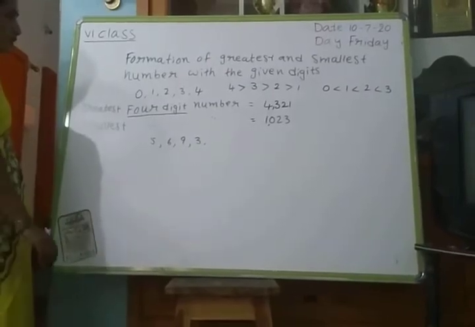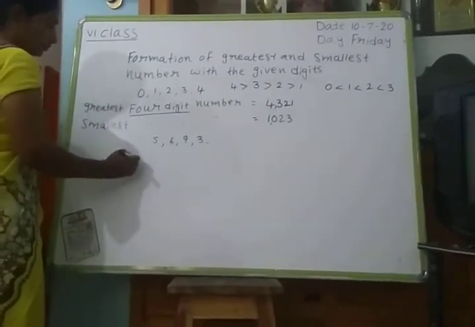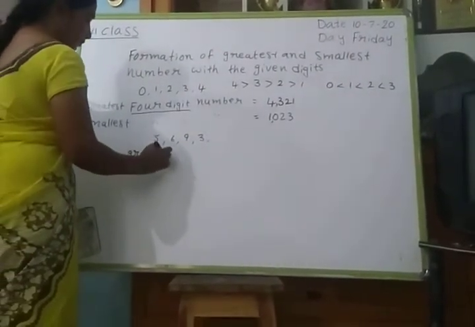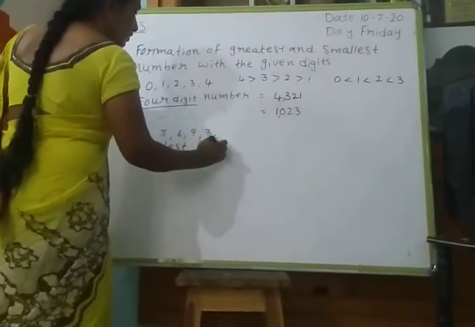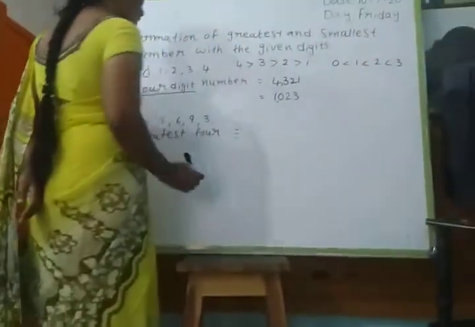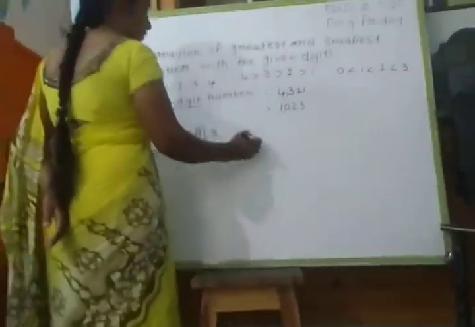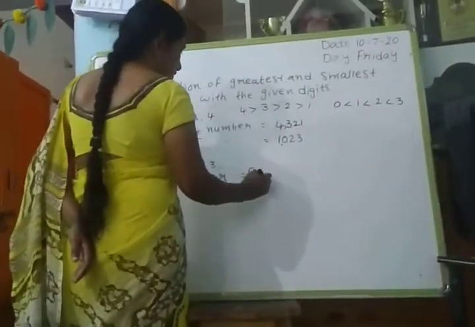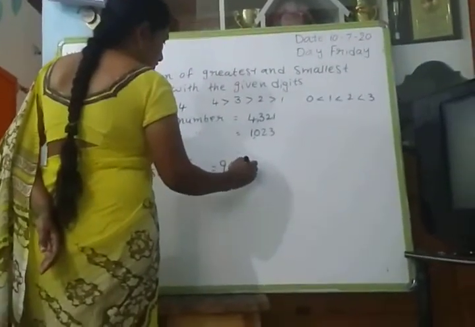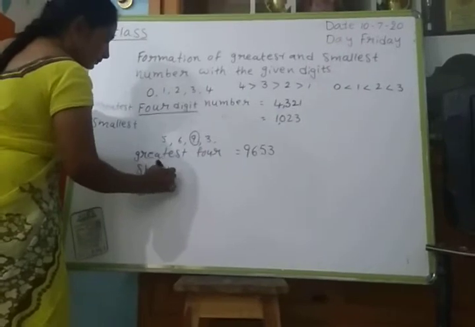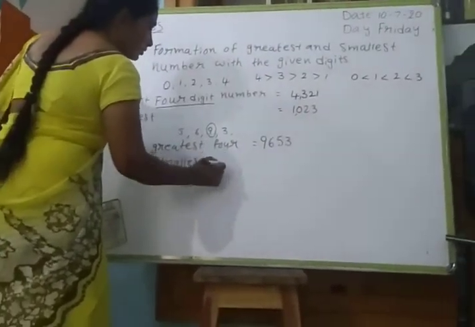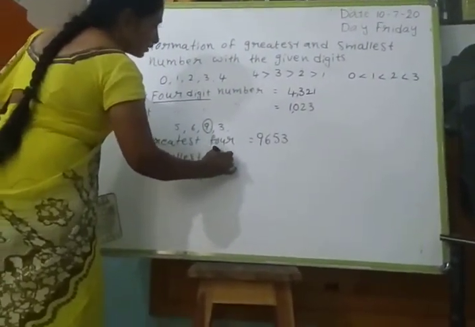One more example. Using these digits, form the greatest 4-digit number. Which is the greatest digit here? 9, after that 6, after that 5, after that 3. Next, the smallest 4-digit number.